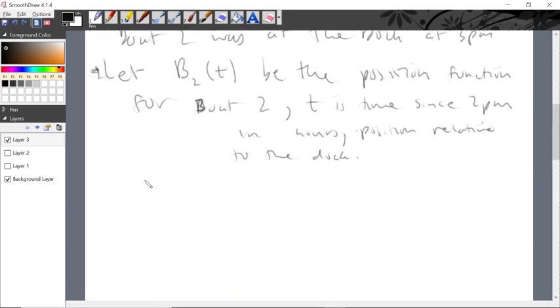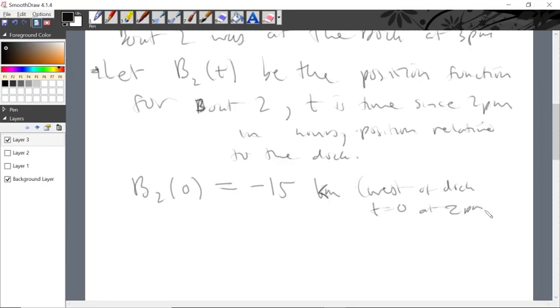Okay, so we have B2 of 0. That's when time since 2 p.m. was 0, so that would be at 2 p.m. At 2 p.m. the position was negative 15, that would be kilometers, okay? At negative 15 kilometers, the negative means west of the dock, and t equals 0 means 2 p.m., right?